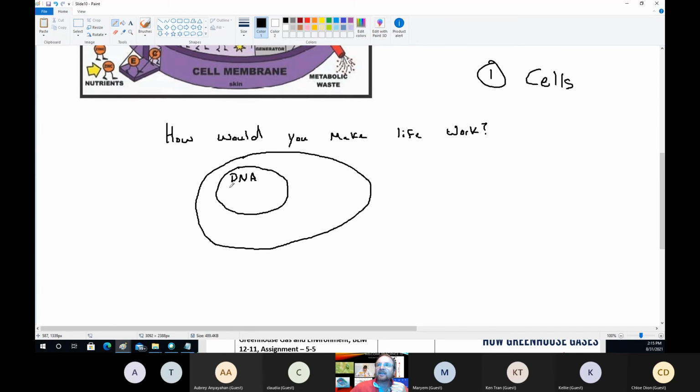And ultimately, this is just a plan, and it's got to be protected. Do you think the plan to build you and to build your neurons is important? So it's got to be protected. That plan is protected in the nucleus, and it's a plan to build proteins.